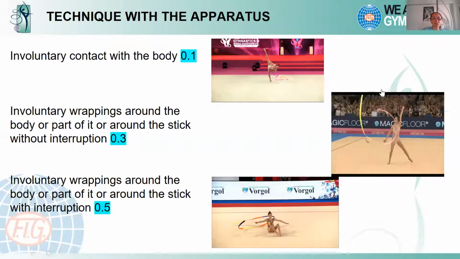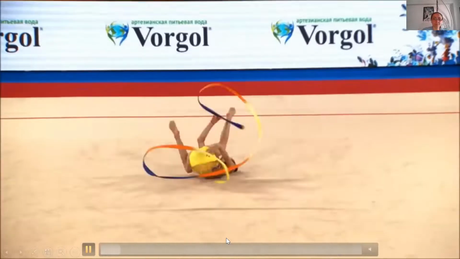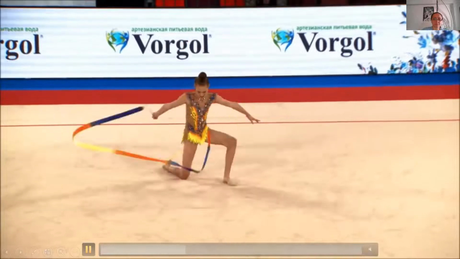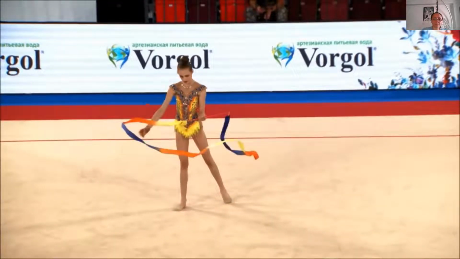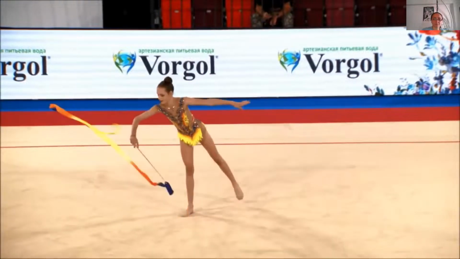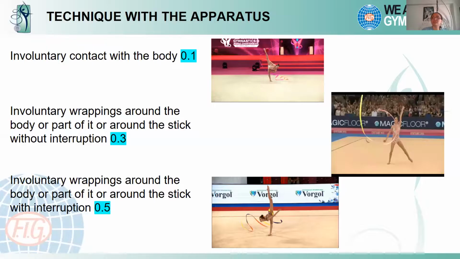And with interruption, interruption means that she stopped the exercise. She halted for a second to untie her ribbon from the stick. So this is a 0.5 penalty.